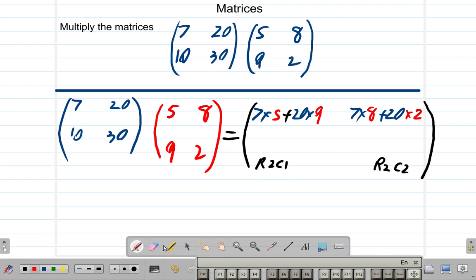Row 2, column 1. Same argument applies again. This is row 2 and column 1. So the first elements multiplied, 10 by 5, plus second elements multiplied, 30 by 9. So it's 10 by 5 plus 30 by 9.